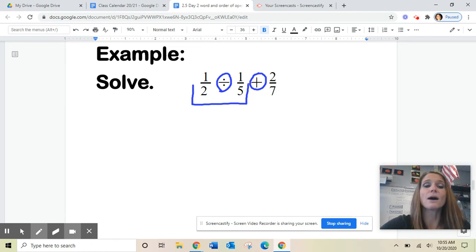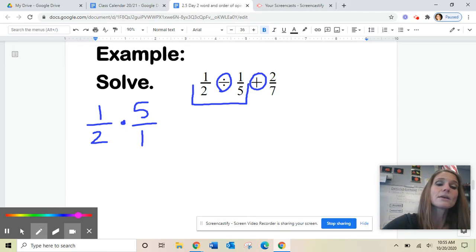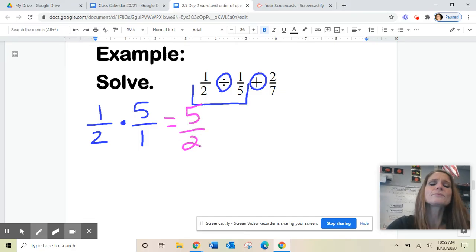I'm going to set this up the way I know to divide fractions by doing keep, change divide to multiply, and flip to its reciprocal. Now I'm going to solve this mini problem. Multiply across, I get 5/2. I'm going to keep it improper because fractions are easier to work with when they are improper. The only time we want to make it a mixed number is if it's our final answer. But I am not done because I still have some addition to do.